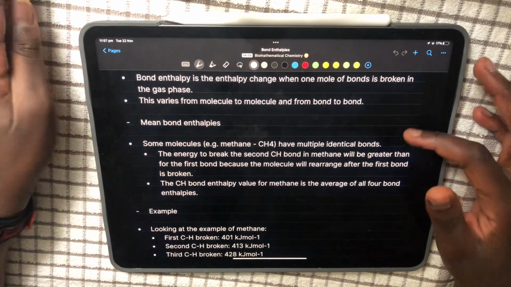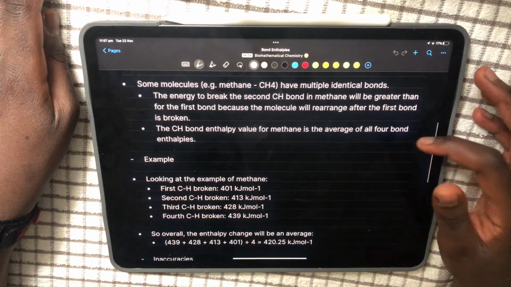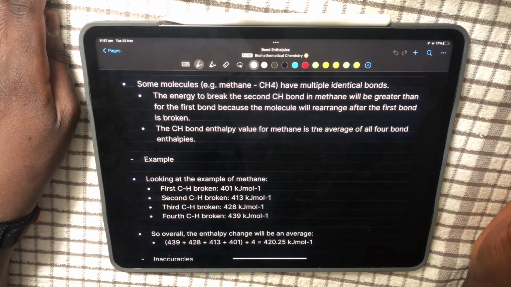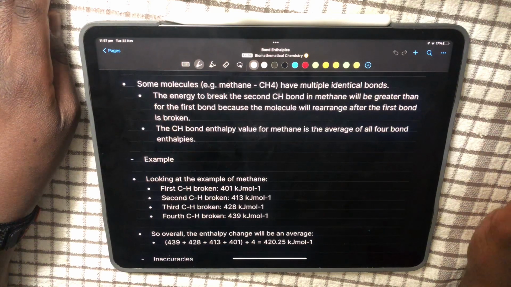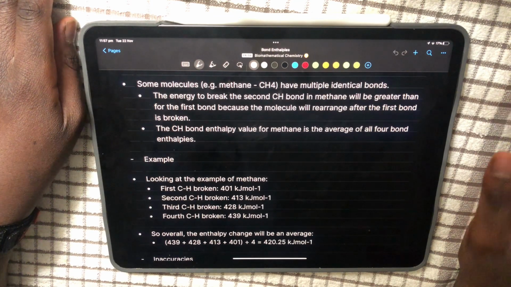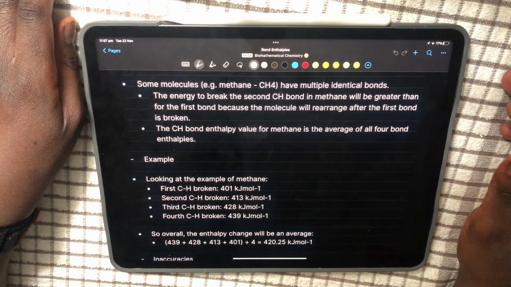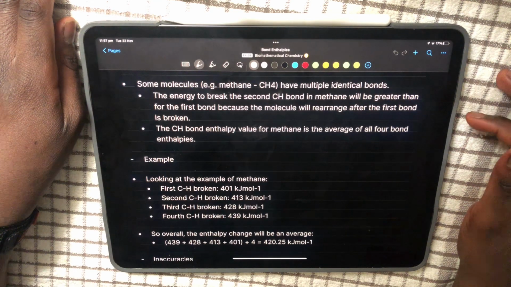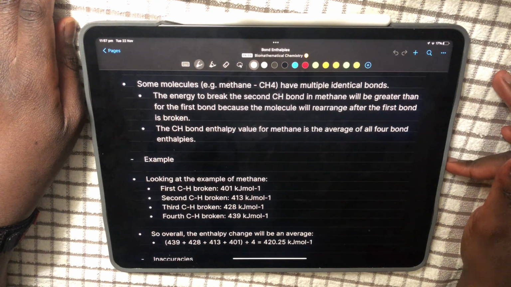Mean bond enthalpies. So some molecules, for example, methane, have multiple identical bonds. The energy to break the second CH bond in methane will be greater than for the first bond because the molecule will rearrange after the first bond is broken. So the CH bond enthalpy value for methane is the average of all 4 bond enthalpies.